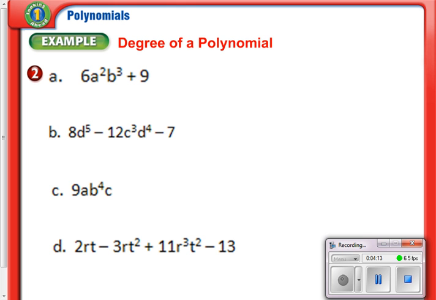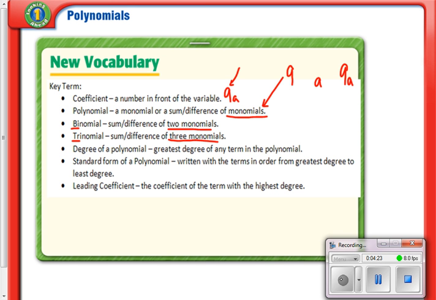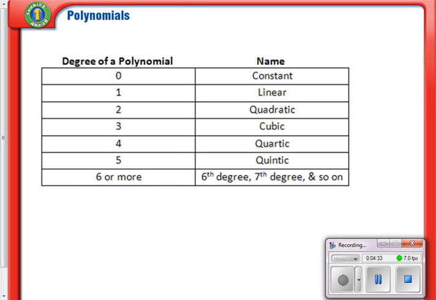Next portion here, we're going to check out the degree of a polynomial. I'm going to have you look back at the definition of degree of polynomial. As stated here, the degree of the polynomial is the greatest degree of any term in the polynomial. So this is regarding the exponent. Here are the names for the different degrees of the polynomial. If the biggest degree is 0, you'd have a constant. If the biggest degree is 1, it would be linear, 2 quadratic, 3 cubic, and so on and so forth for that table.